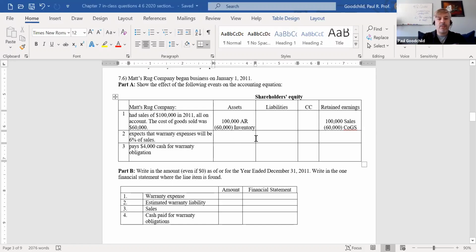The company expects that warranty expenses will be 6% of sales. So I'm going to put the calculation in here.